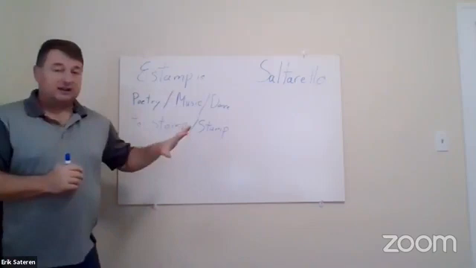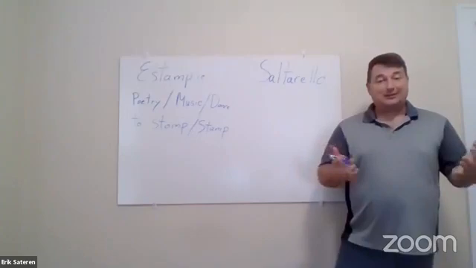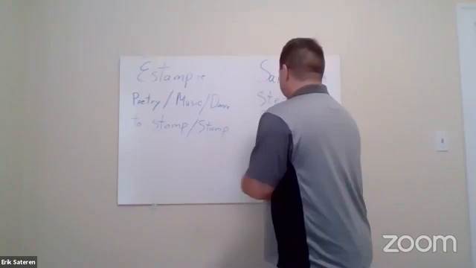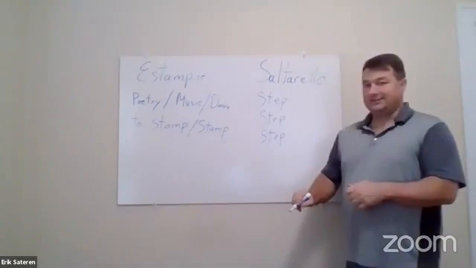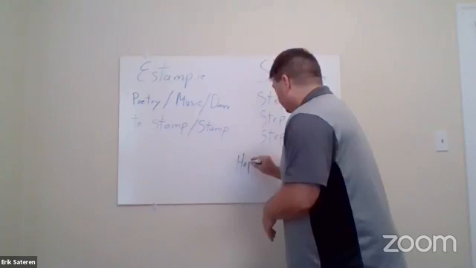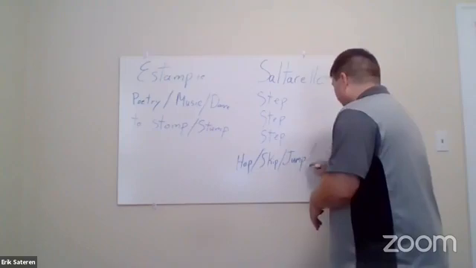Now, the second set is the Saltarello. In this, there's actually more documentation pertaining to footwork. And strangely enough, it is just four things. Step, step, step. And here, it kind of goes into multiple aspects. It can be a hop. It can be a skip. It can be a jump. And it can be a kick.